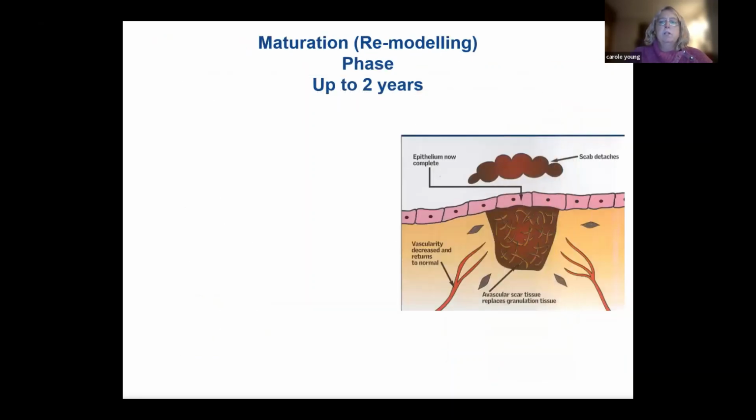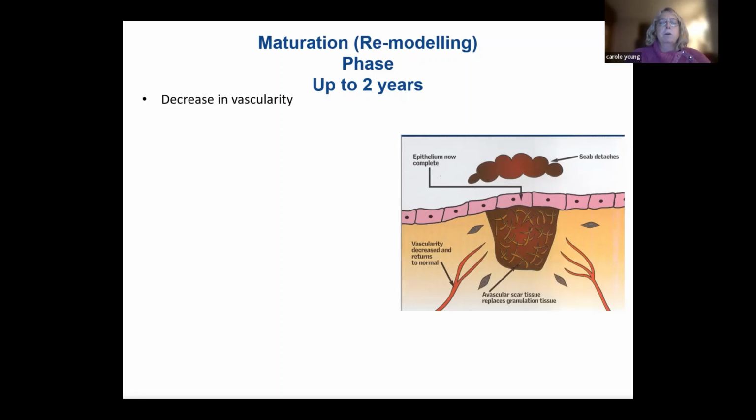If all goes well, we should move into the next phase, which is maturation and remodeling phase. And this is the longest phase of wound healing. It can take up to 2 years for scars to settle down and get as strong as they're going to be. The scab will lift and we get a decrease in vascularity. So as that scab lifts, all that new epithelial tissue is exposed and you can see it right across the wound. Those dilated blood vessels that were bringing everything into the area before are going to return to normal size.